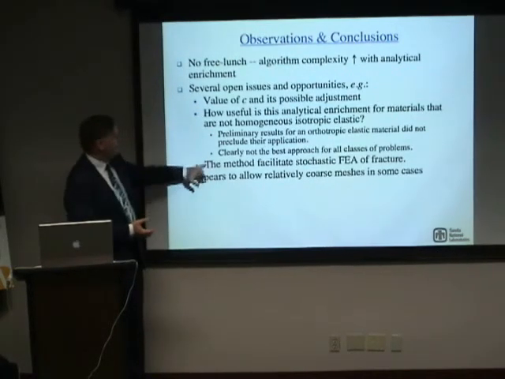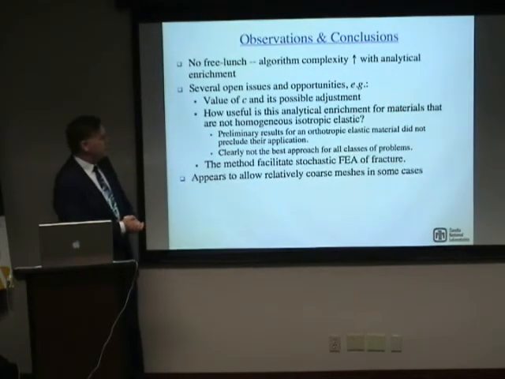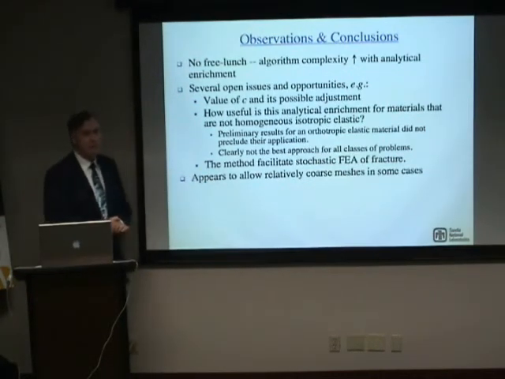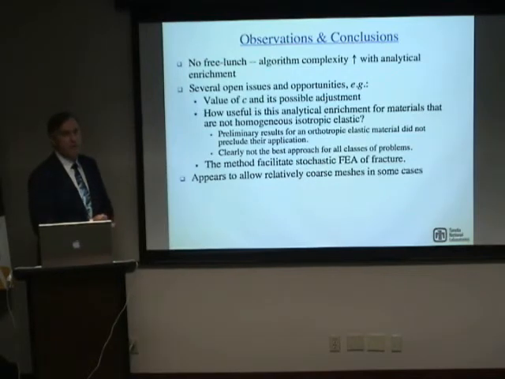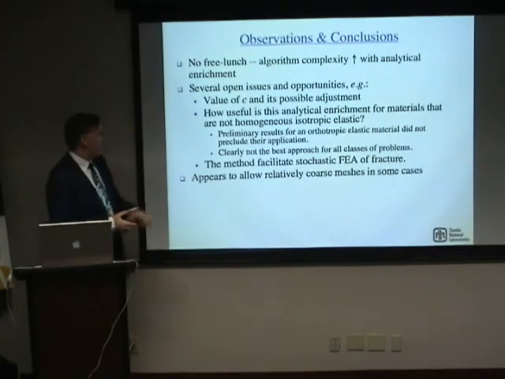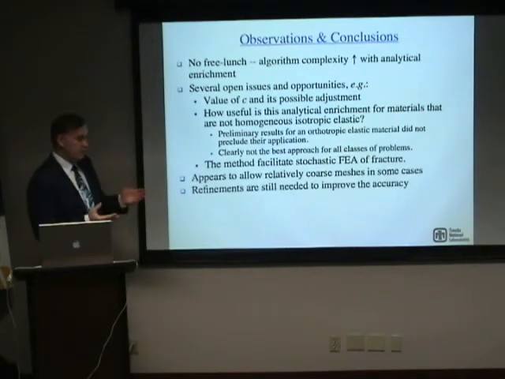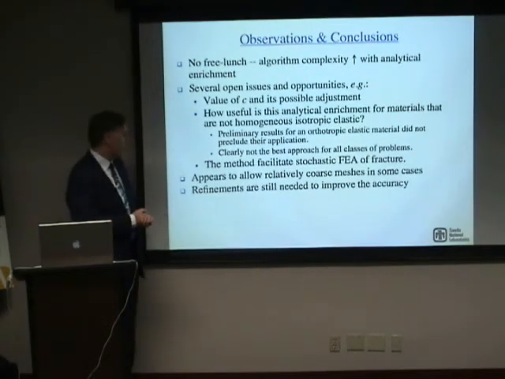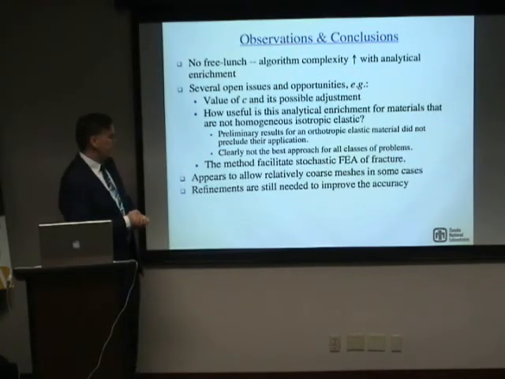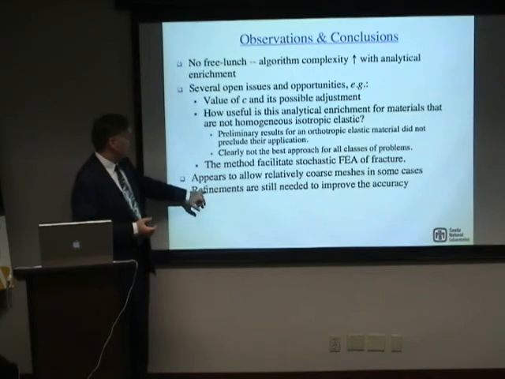Okay, so the other one is there's really an opportunity here as well, and these methods facilitate stochastic finite element analysis of fracture, in part because you can make one mesh and then introduce different defects, different realizations of defects, with just that single mesh without needing to remesh for each one of them. And it appears to allow relatively coarse meshes in some cases. If you think of the 5x5 one, we're able to do as well as the error we obtained just with bending by introducing the analytical enrichment to represent the field around the crack.